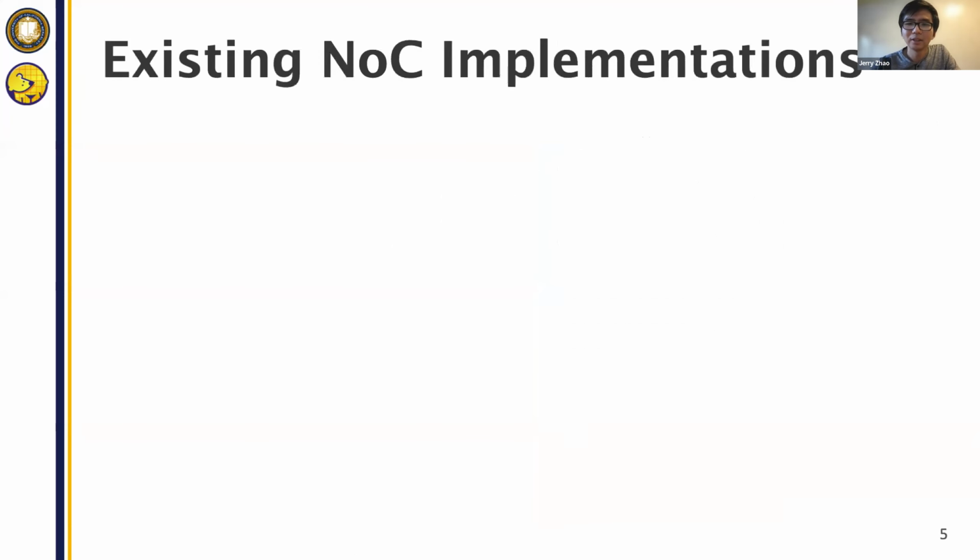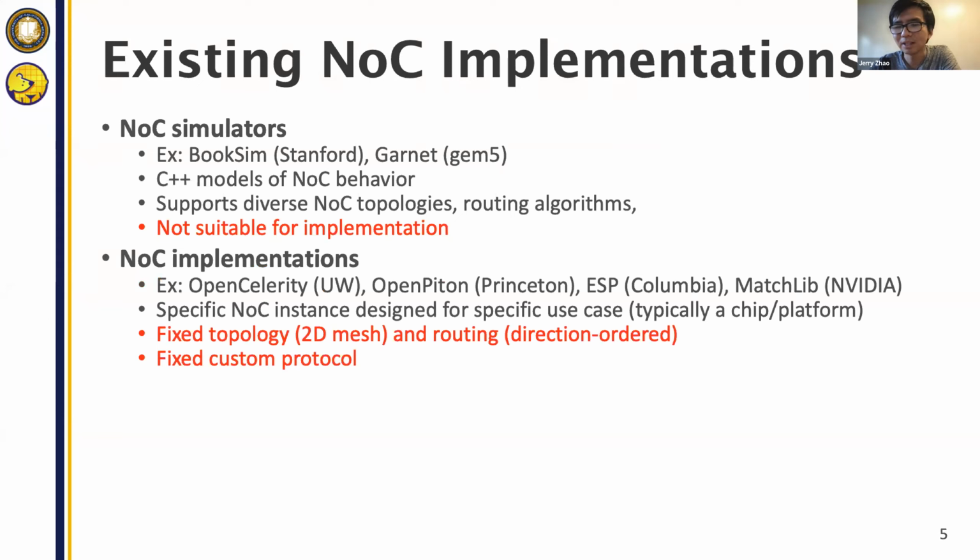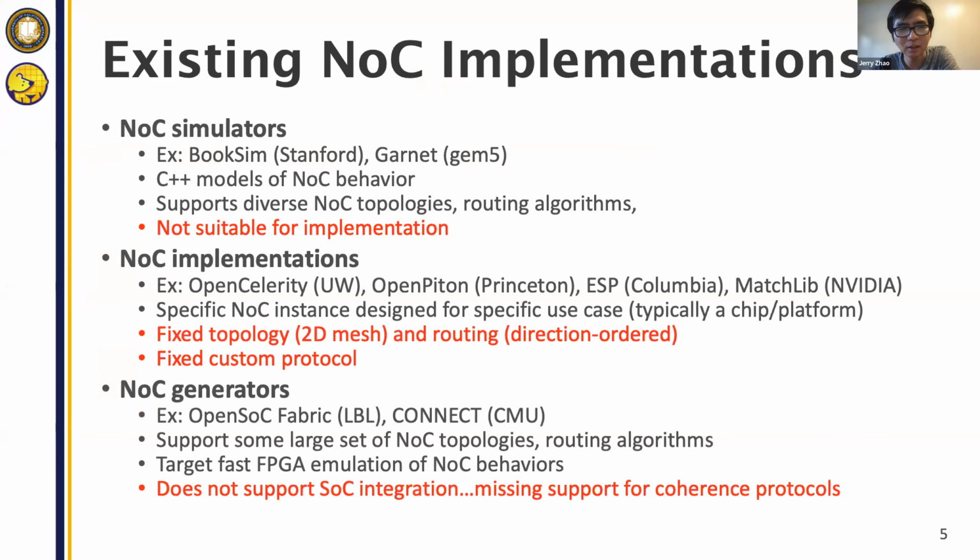Right. So to pursue this line of research into heterogeneous NoCs, we need open source NoC models or simulators. When we look at the landscape of what's available, we see some limitations here. So first of all, there are many open source NoC simulators available to just download and run. These are typically C++ models like BookSim or Garnet. And these generally support diverse NoC topologies and routing algorithms. But of course, they aren't real RTL. You can't implement these, and they don't provide any feedback on power or area of the implementation.